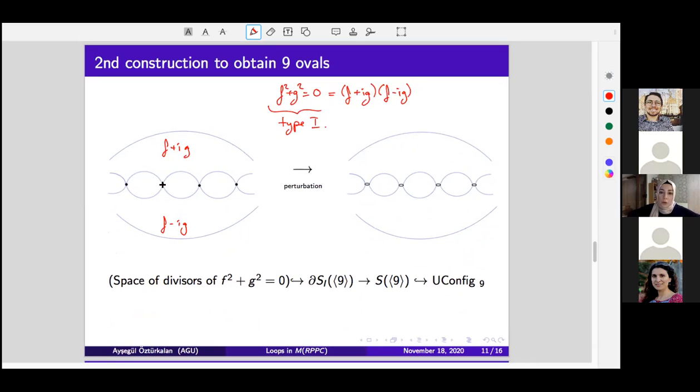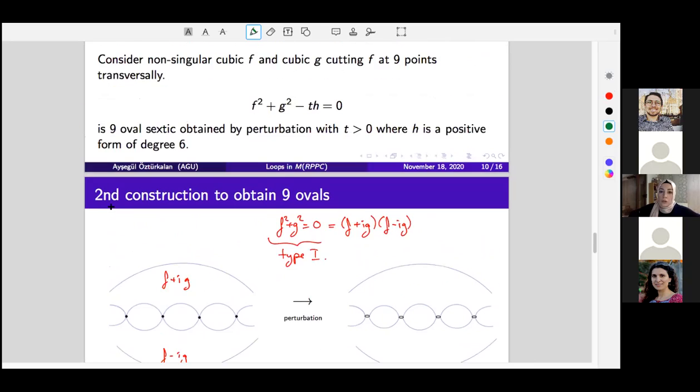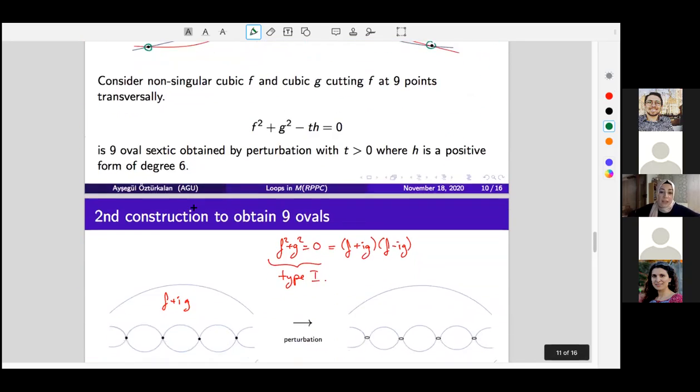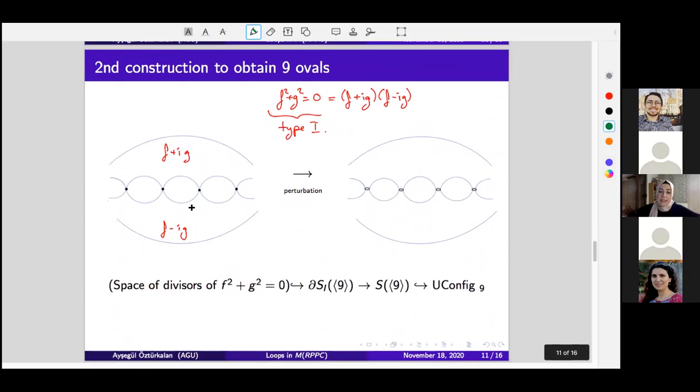By this way, we obtain 9 ovals representing a degree 6 curve. And this degree 6 curve is a type 1 curve. So this is the thing that we want to go on. So we will go on with this construction.